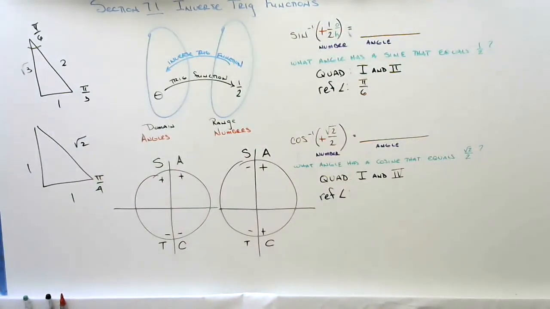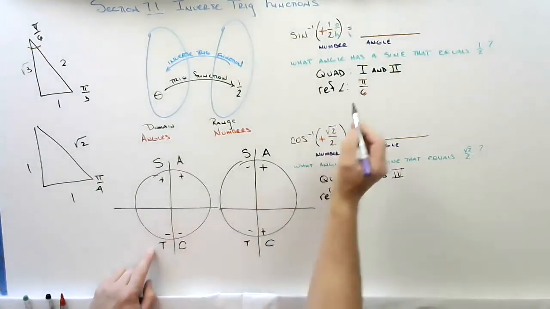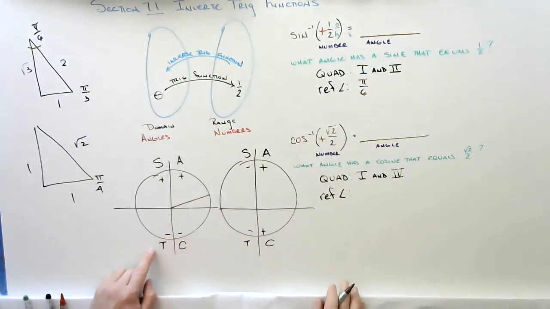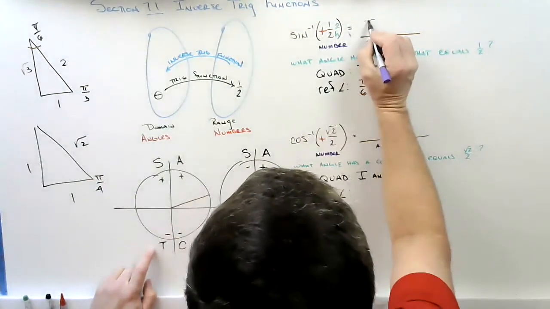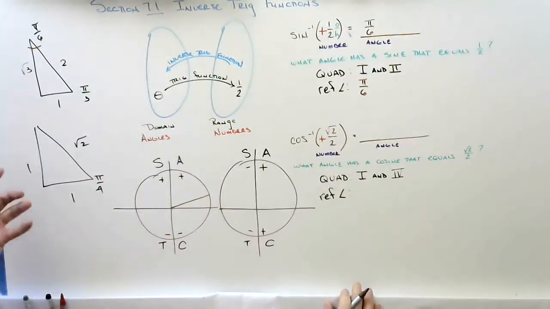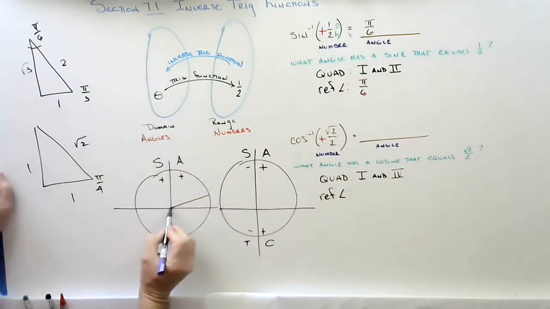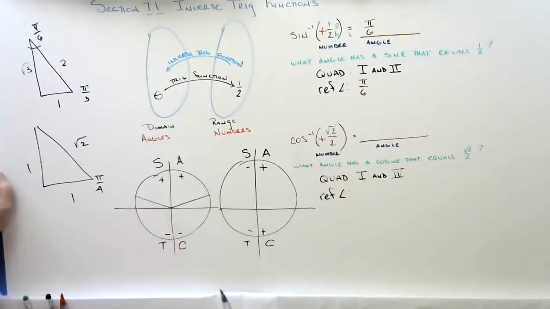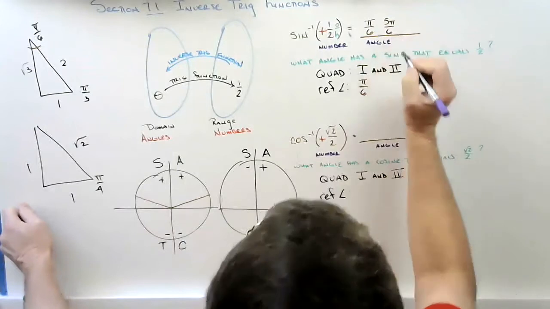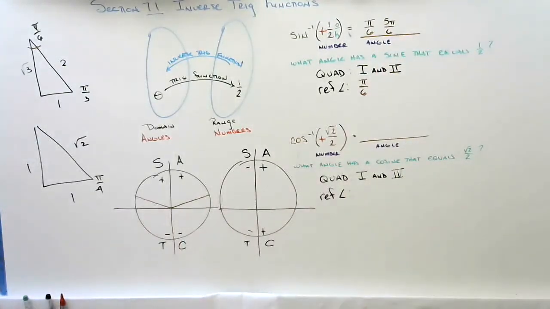Now, we know what to do from here, right? We have a reference angle of pi over 6 in quadrant 1, so that's us right there. So that gives us an answer, pi over 6. But we also have a reference angle of pi over 6 in quadrant 2, that's right here. That gives us an answer of 5 pi over 6. Quadrant 1 and quadrant 2.